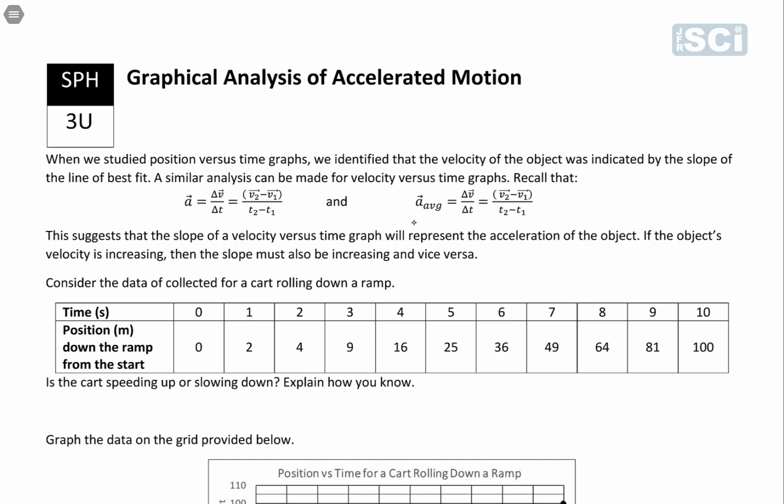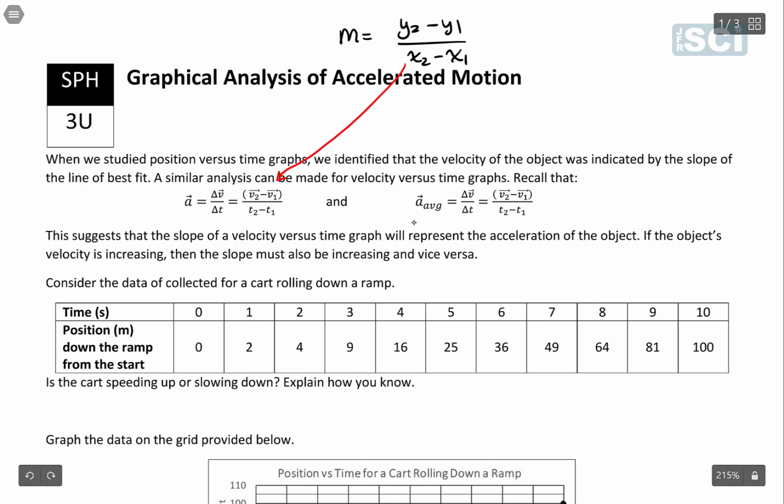In an earlier lesson, we looked at how the slope of a position time graph gave us the velocity of the object. Now the same is true for the slope of a velocity time graph, giving us the acceleration of the object. If you think about the slope equation, y2 minus y1 divided by x2 minus x1, it looks a lot like this equation here that I defined as acceleration.